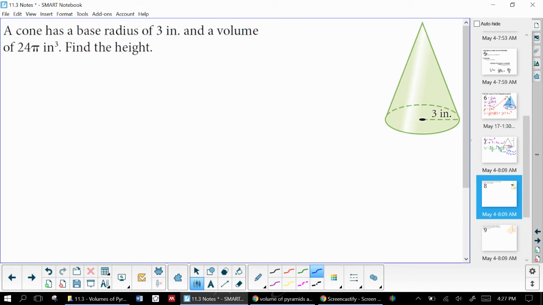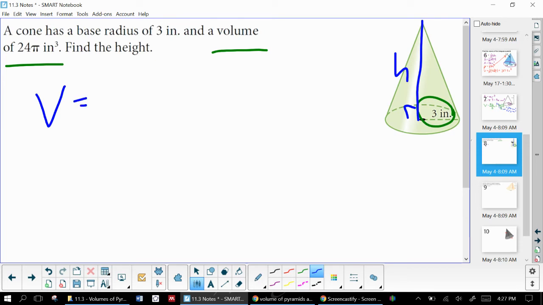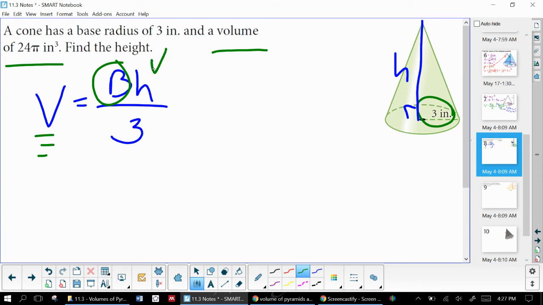So one extra thing we can do here with these is something like this, working backwards. We've got a volume of 24 pi, and they tell us the radius of the base, but they don't tell us the height. That's what we're trying to solve for here. So if we think about our volume formula being the area of the base times the height divided by 3, I know the volume. I have enough information to find the base, and the height's what I'm trying to find.